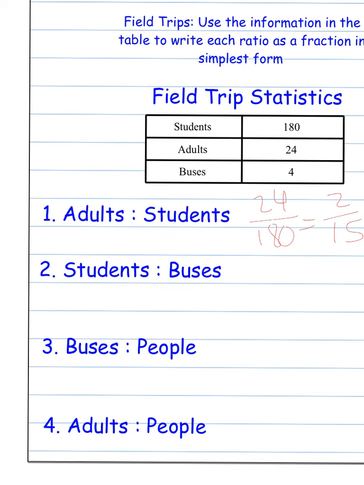Students to buses, well, there's 180 students, 4 buses. This can be simplified, they both can be divided by 4.